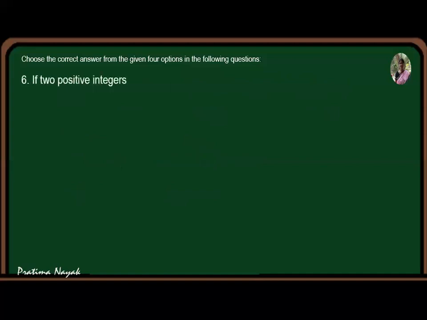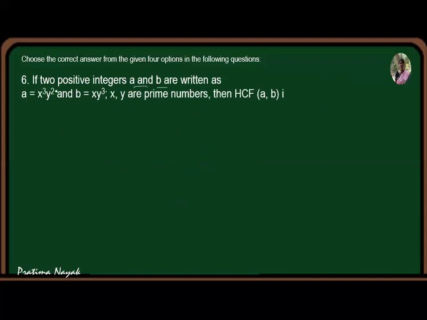Question number 6: if two positive integers a and b are written as a equal to x cube y square and b equal to x y cube, where x and y are prime numbers, then the HCF of a and b is: xy, xy square, x cube y cube, or x square y square. So a is a positive integer, x cube y square. That means it has the factor x how many times? 3 times.